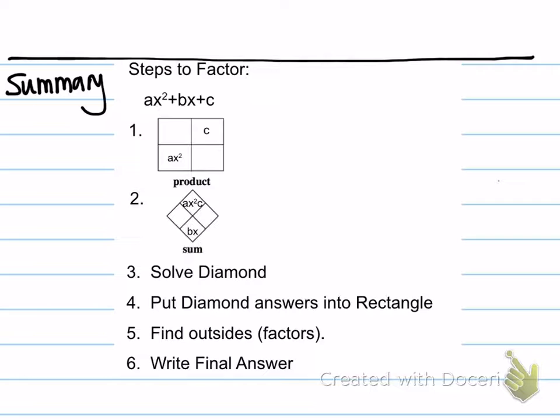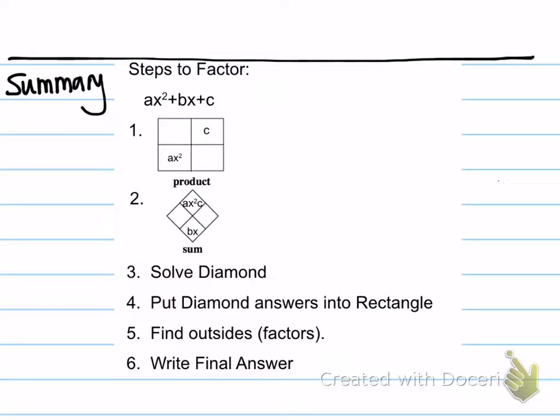Okay, so your steps to factor: you're going to start with a quadratic expression that looks like this. You're going to immediately put your x squareds, whatever they are, down in this part of the rectangle. You're going to put your constant, that's c, up in the upper right side. So go ahead and draw that generic rectangle so you have that visual for you to look back at.